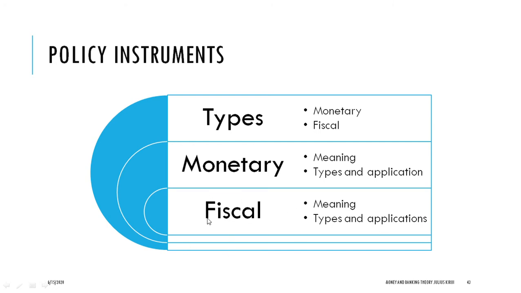Once we are done with the monetary policy, we come to fiscal policy. We look at the meaning of fiscal policy. Then we narrow it down to the types of fiscal policy and the application of fiscal policy, the objectives, and then the limitation. So I hope you will enjoy the session.